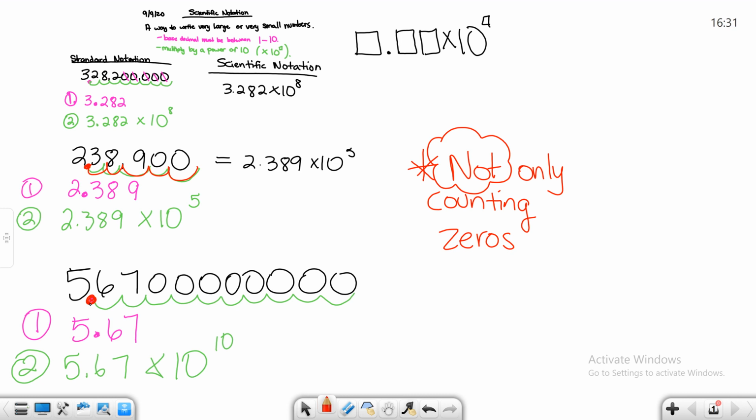If I put my decimal here and I'm counting 1, 2, 3, 4, 5, 6, 7, 8, 9, and 10. That's why this is a power of 10. There are in fact 8 zeros, but that has nothing to do with what we're doing here. Okay, we're not counting zeros.